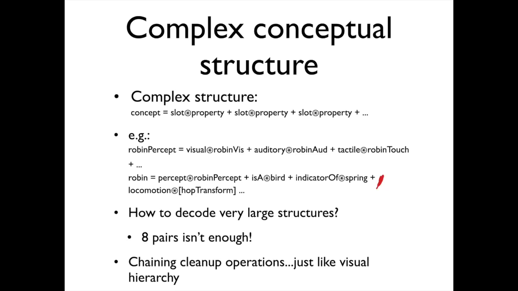So we can keep our vocabulary constant, and we can basically chain the cleanup memories such that if they're independent, for every layer in the hierarchy, we can multiply the number of things that we can encode. Okay, so if 8 is our limit, then if we have 2 layers in our hierarchy, we would be able to do 64. If we have 3 layers, we can keep going and scale that up pretty quickly.